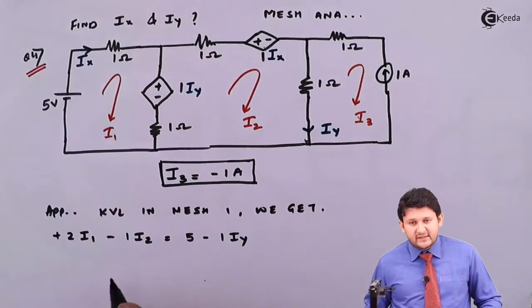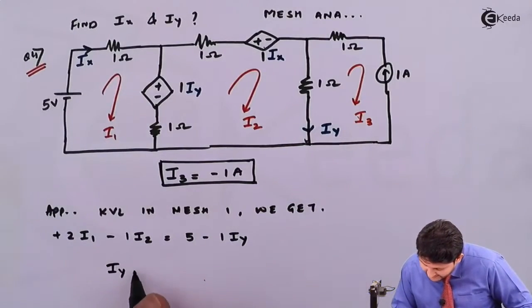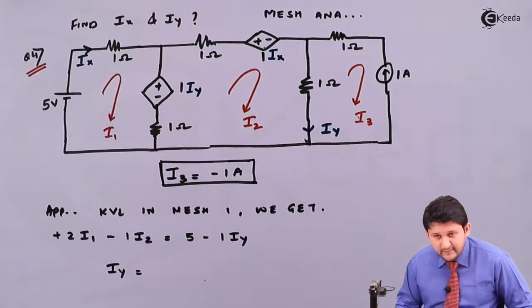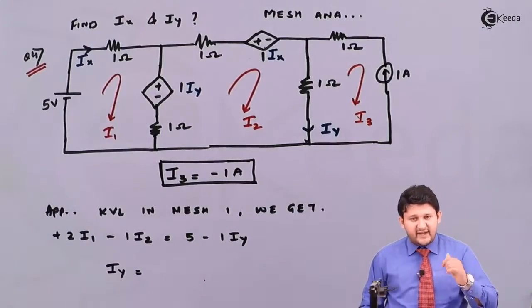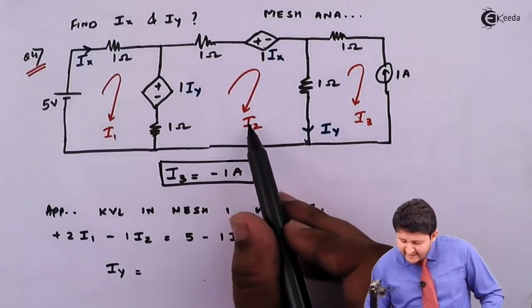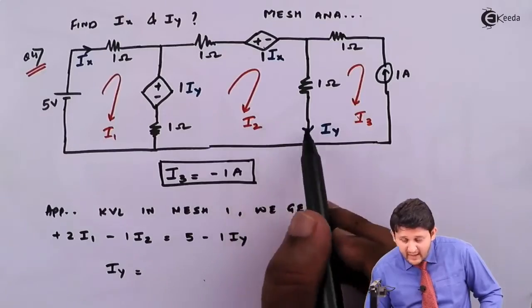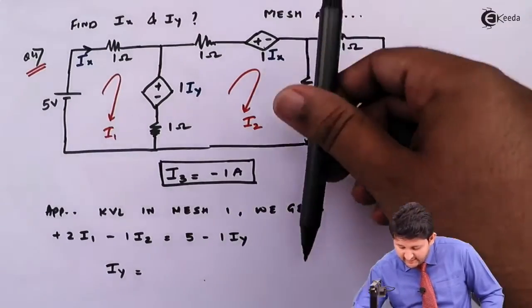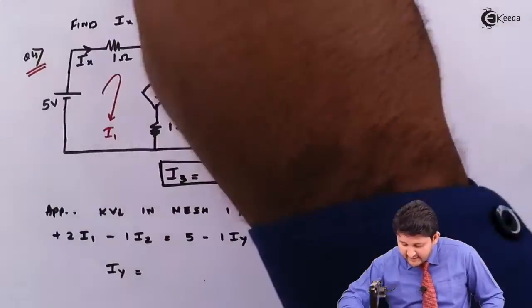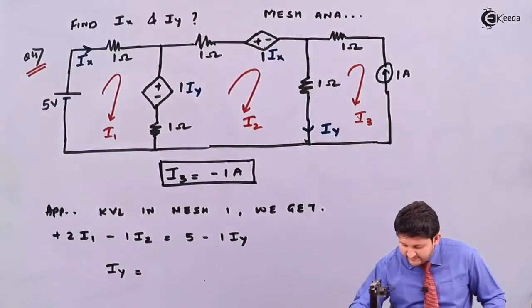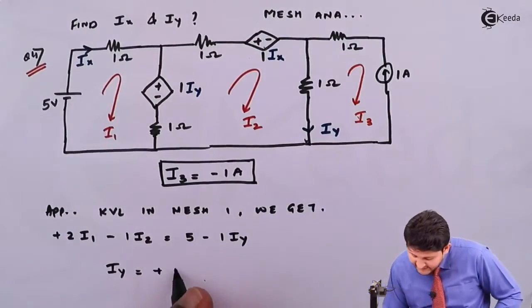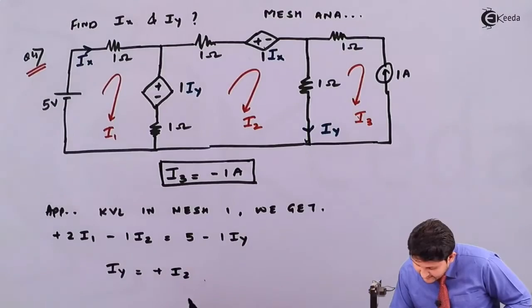So how to write this equation? IY equals, check the direction. When I see the direction of IY and I2, I observe both the directions are similar. Even IY is flowing in this manner, even I2 is flowing in this manner. Same direction, so treat it as positive.